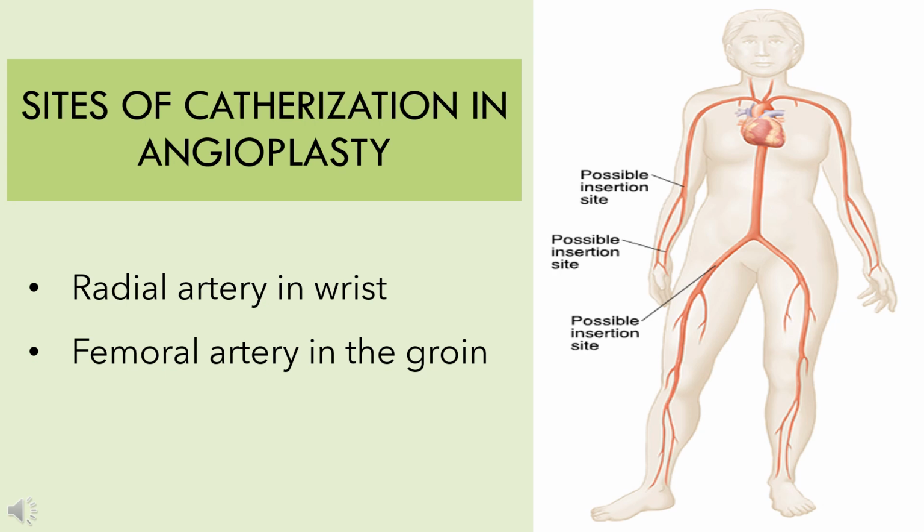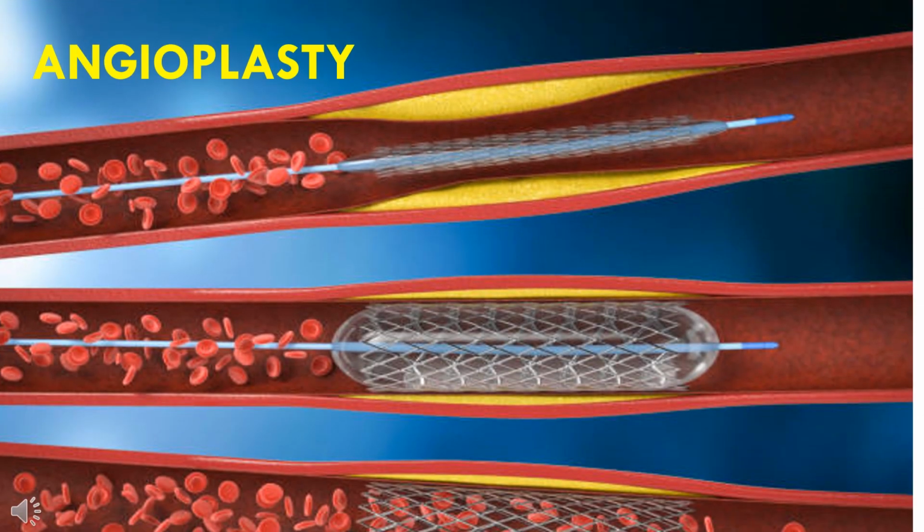Common sites of cardiac catheterization in angioplasty are radial artery in wrist and femoral artery in the groin. In short, this is the procedure of coronary angioplasty. After visualizing the blockage in the arteries, the balloon is inflated to widen the blocked arteries. Then a stent is placed and the balloon is deflated and taken out.